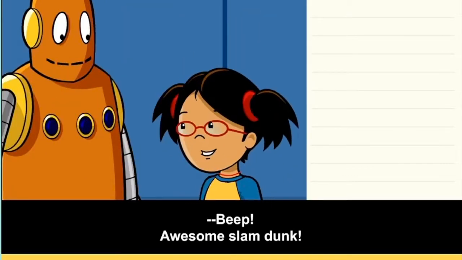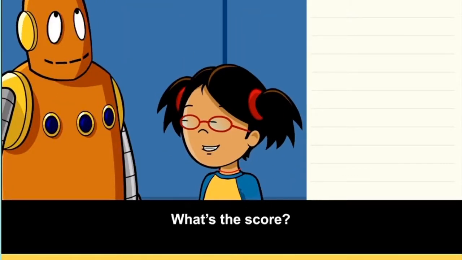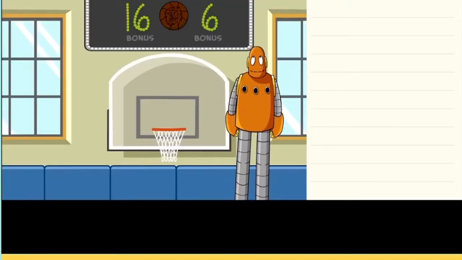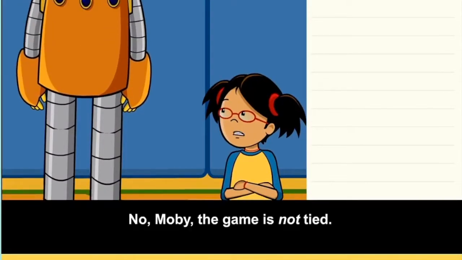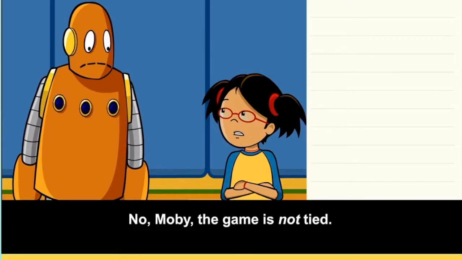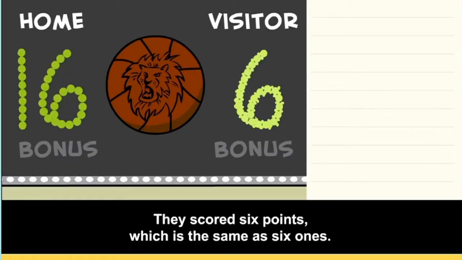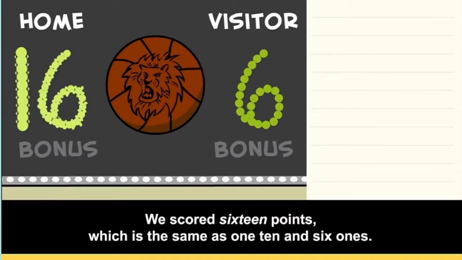Awesome slam dunk! What's the score? No, Moby, the game is not tied. They scored 6 points, which is the same as 6 ones. We scored 16 points, which is the same as 1 ten and 6 ones.